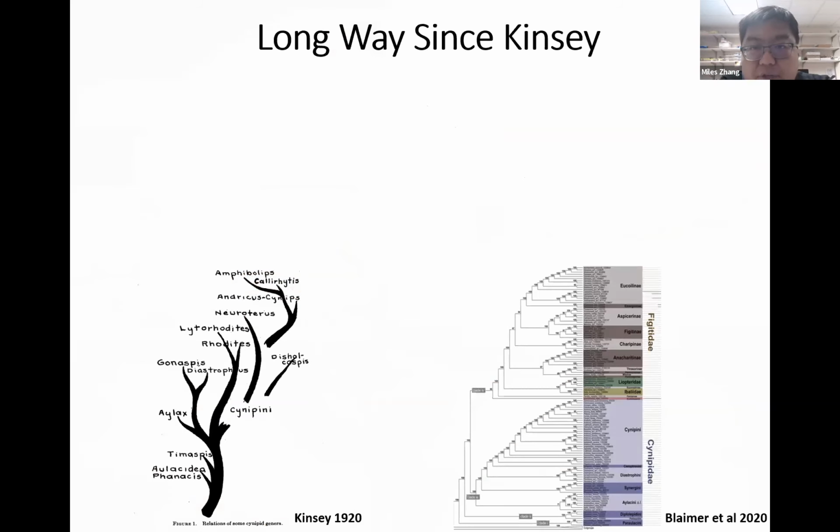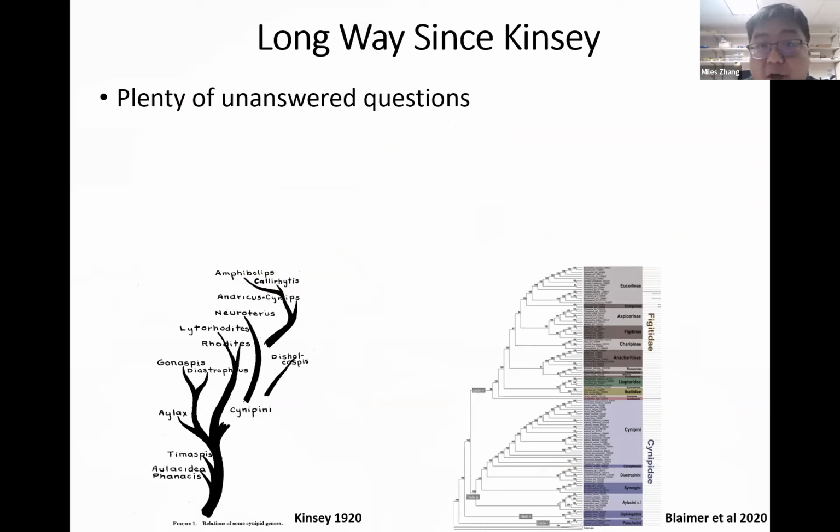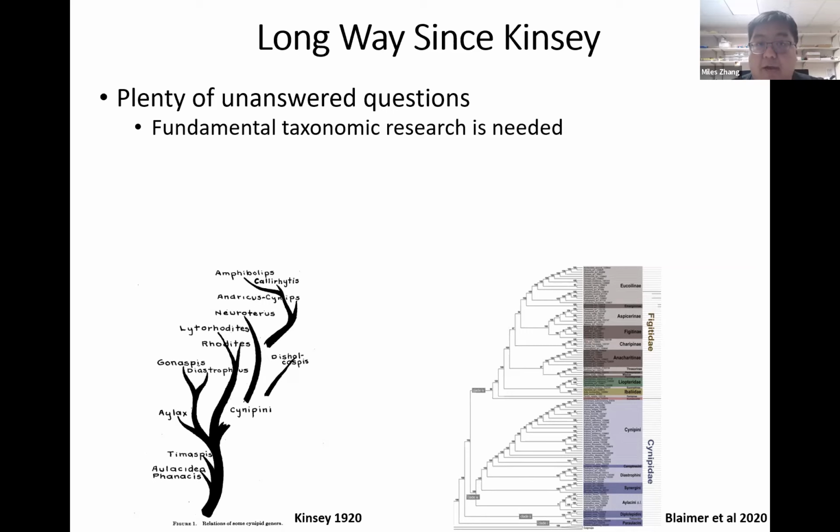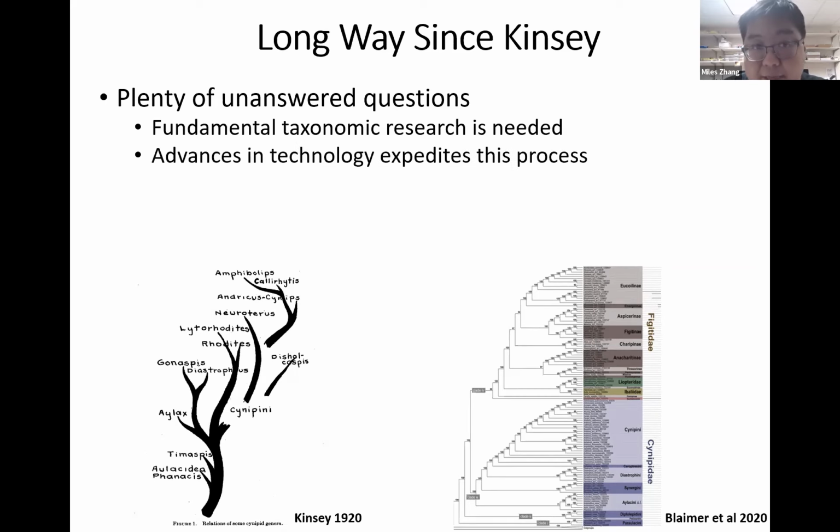So just to summarize, we've come a long way since the days of Kinsey. That was published in 1920. Bonnie's paper was published in 2020, so 100 years later. The technology certainly has advanced a lot, and we know a lot more about gall wasps, but there are still plenty of unanswered questions. And fundamental taxonomic research is still much needed in this group, because we can't do any of the fancier stuff that we want, the really cool evolutionary answers, if we don't even know how these things are related to each other or what they're called, right?